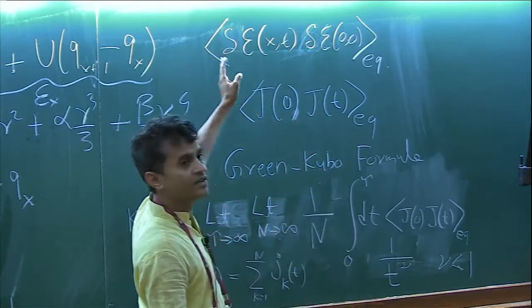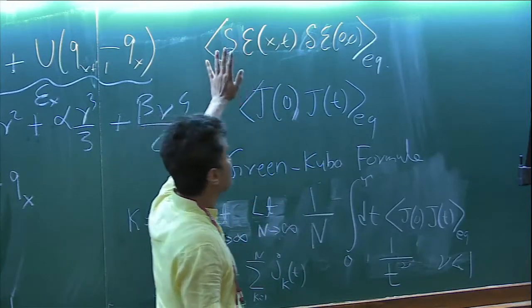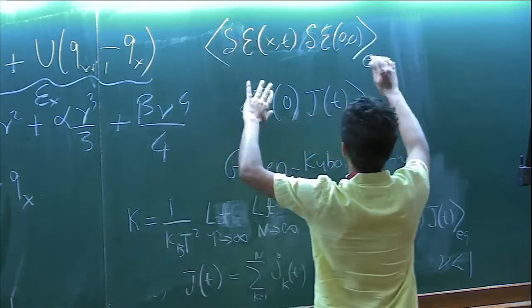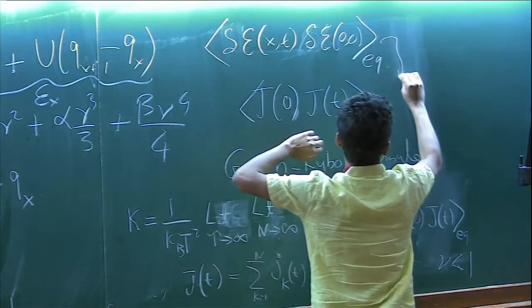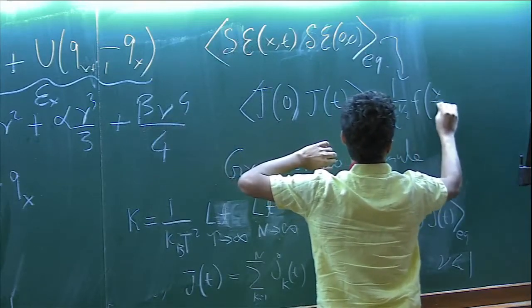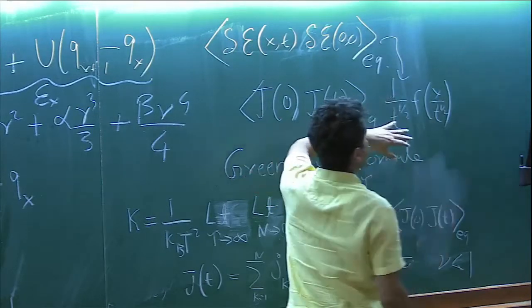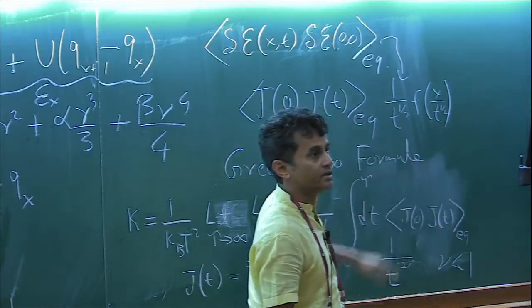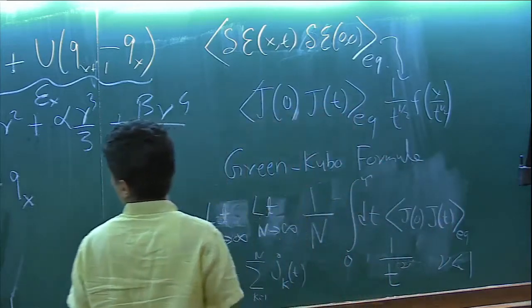Basically, we want to look at the scaling form of such correlation functions. If it's a diffusive system, this should have the scaling form 1 over t to the power half, some function of x by t to the half. And we want to see if this is true for these anomalous systems. That's the main idea.